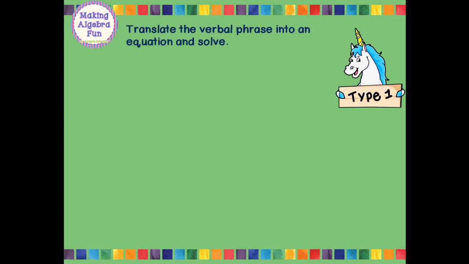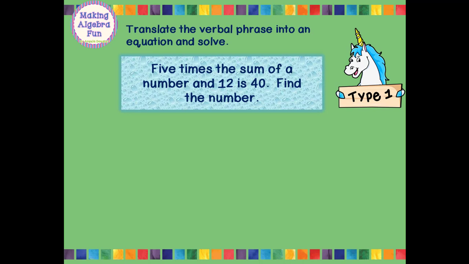Here's another one. It's similar. If you want to give it a try, you can pause the video. Otherwise, just stay with me. 5 times the sum of a number and 12 is 40. Find the number. So we start off by noticing it says 5 times.